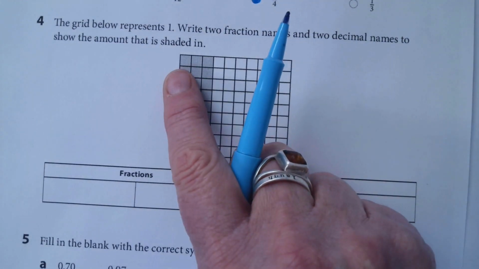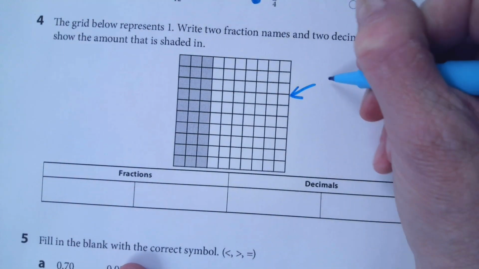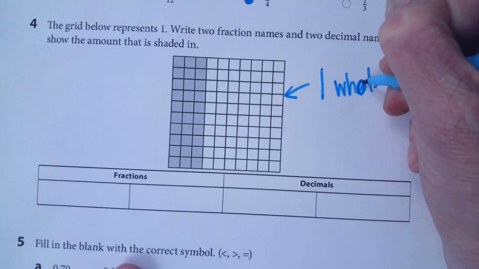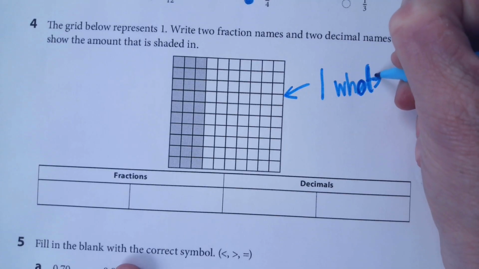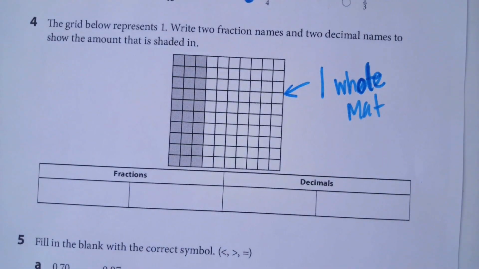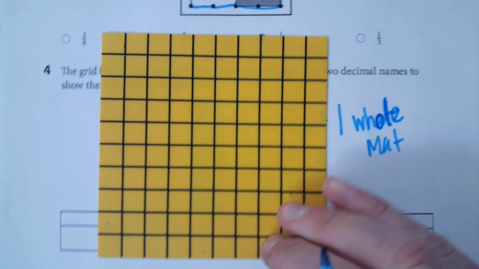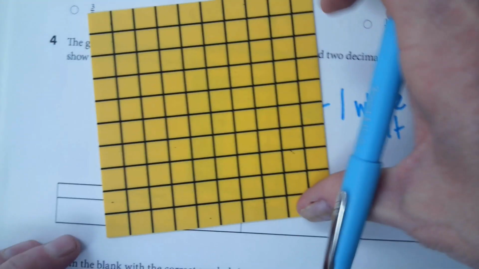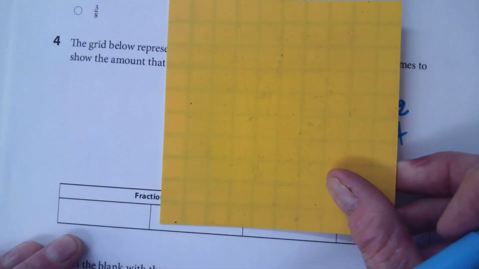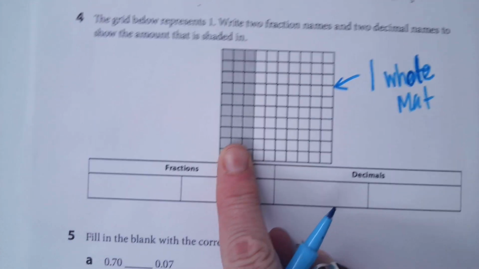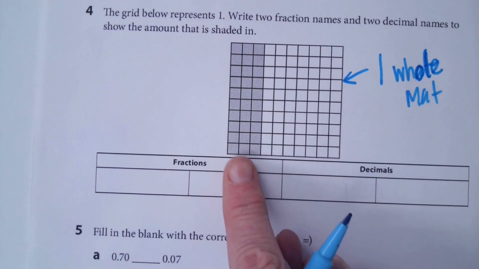So it says this grid represents 1. So again, this is our 1 whole mat. 1 whole mat. So that is right here. Precious, this is my 1 whole, right? This was 100, but now we're thinking about it as 1 whole. So I can flip it over. And we want to know, this gray shaded part is definitely less than 1 whole. So anyone want to take a guess?